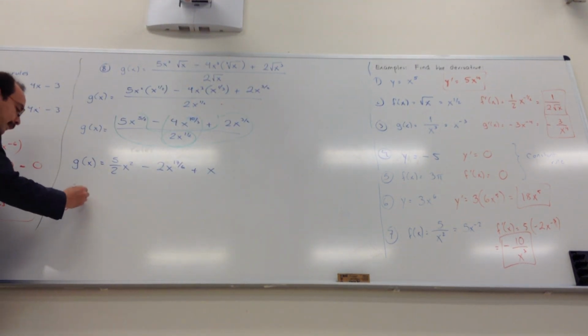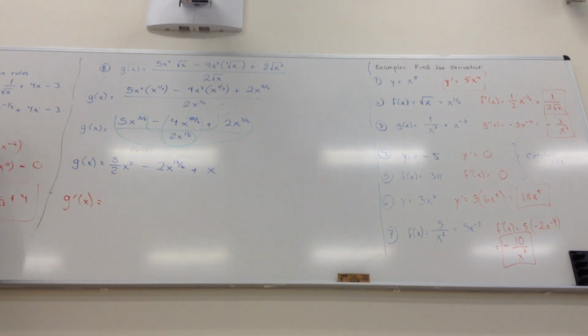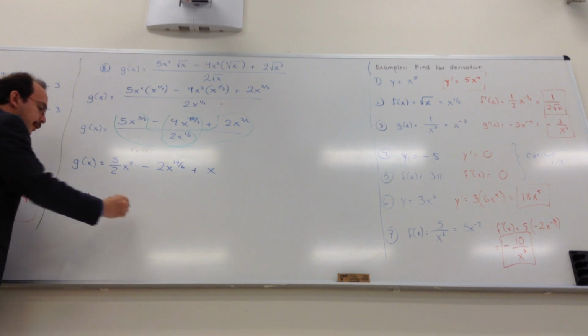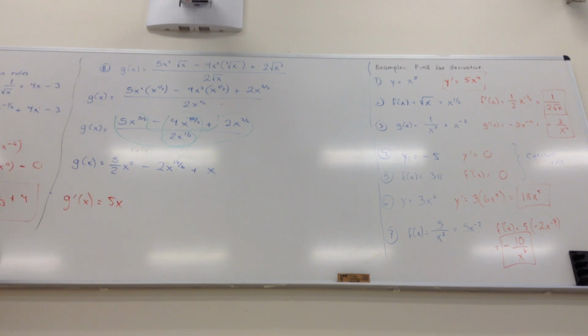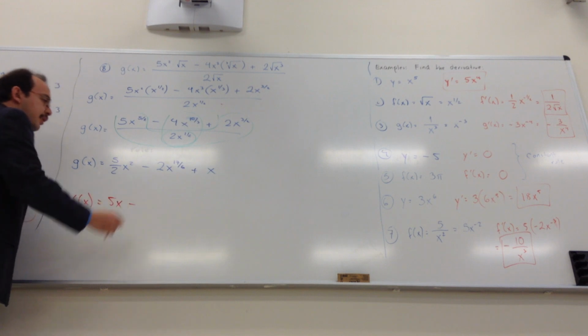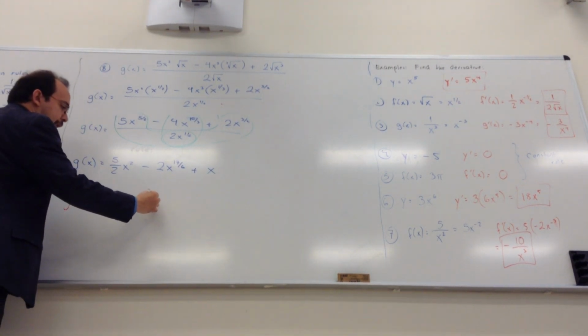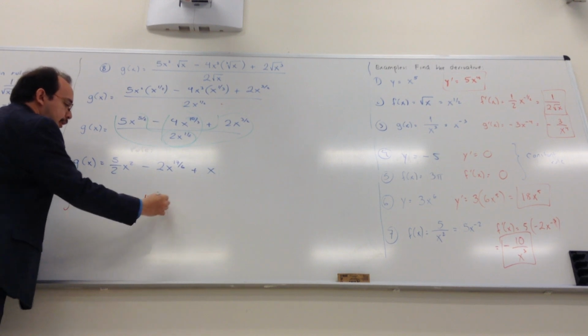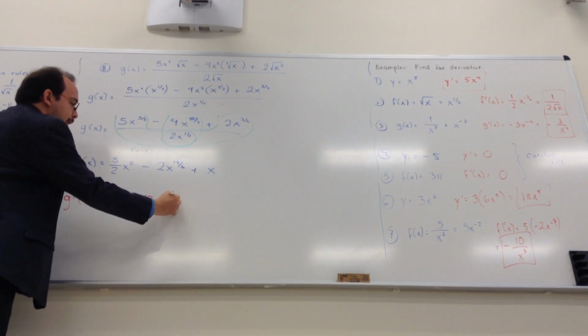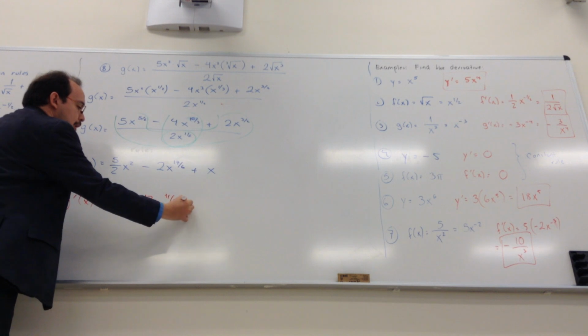Okay. Derivative. 5 halves x squared... let's try in a single step. 5x minus 2x to the 7/6, minus 17 thirds x to the 11/6, plus 1.